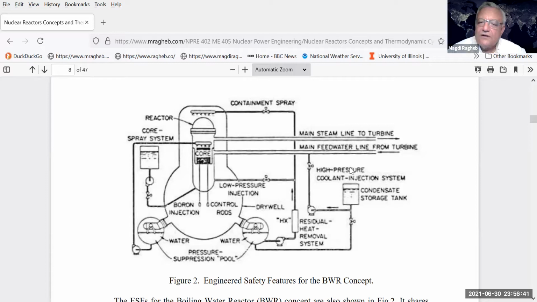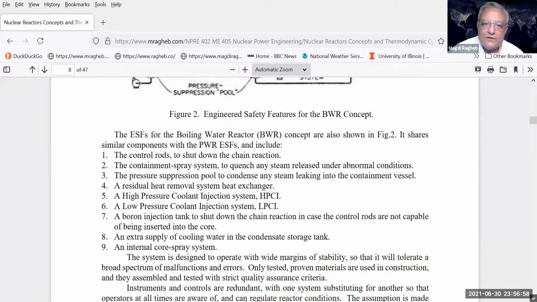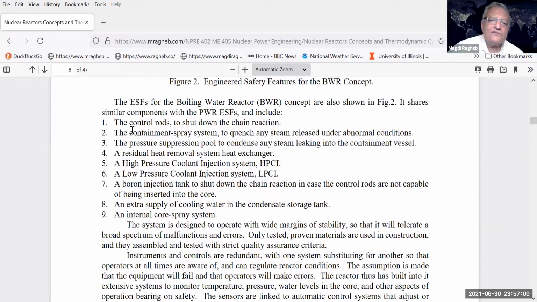As I suggested, a high pressure coolant injection system would operate with a low throughput, a low level of mass flow rate. When the system is depressurized, you can have a low pressure coolant injection with a large throughput and cooling effect. So we can list the engineered safety features, or the ESFs, of the boiling water reactor.